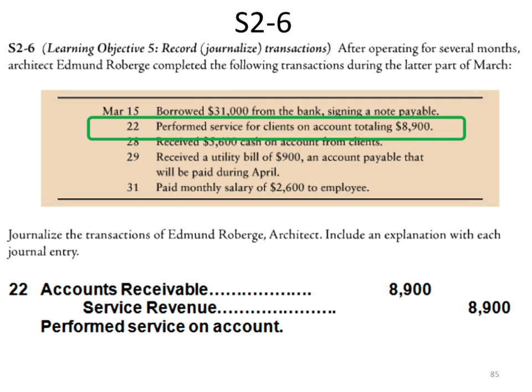Our journal entry is going to look like this. We're going to have accounts receivable, $8,900, and credit service revenue for $8,900. Now, I want to point out something. Alyssa had picked accounts receivable, so she did the debit. She was confident in that.